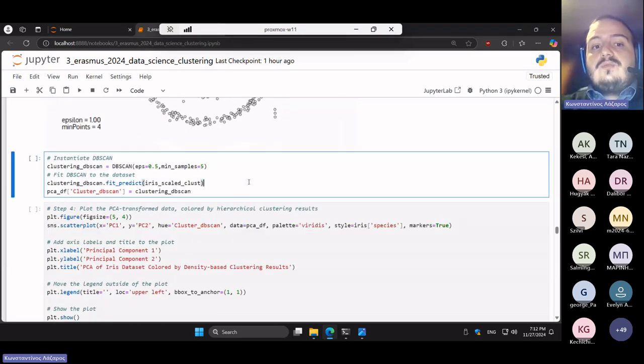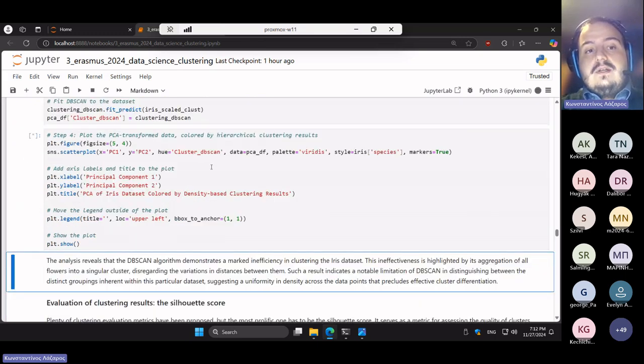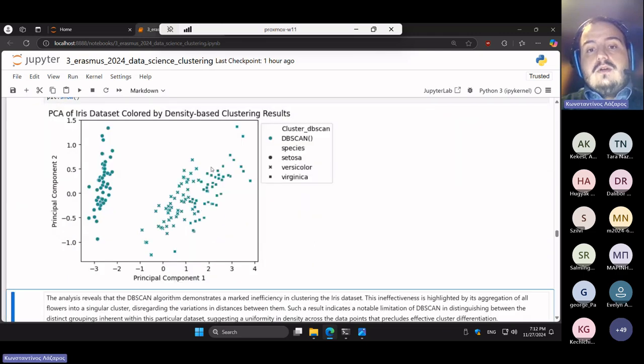So how would we go on to use DBSCAN for iris? We would initialize it as such, and then we would fit predict on our model, and then we would get the final result. As you can see right here, this is quite interesting because it shows us that DBSCAN did not really do anything. It did not really provide any insight to our data.